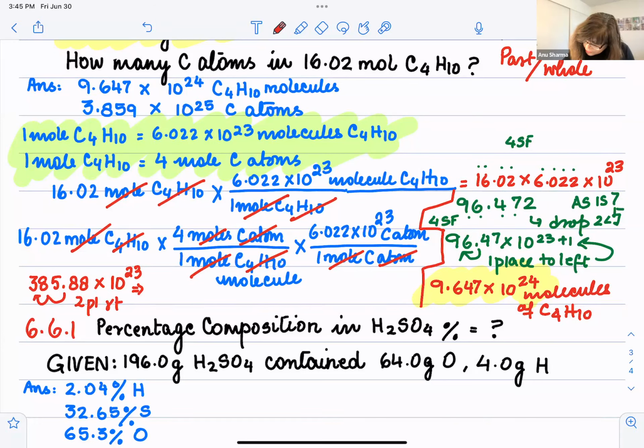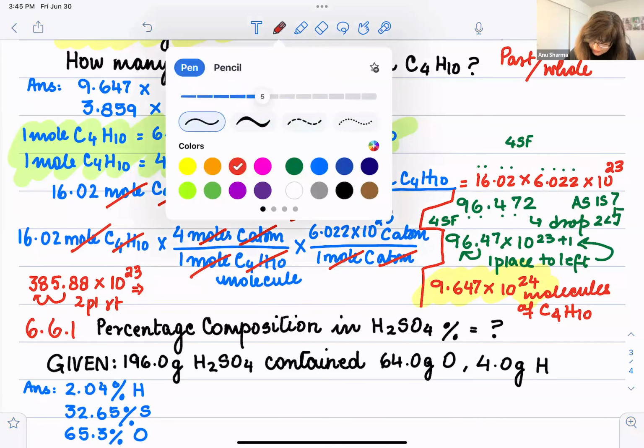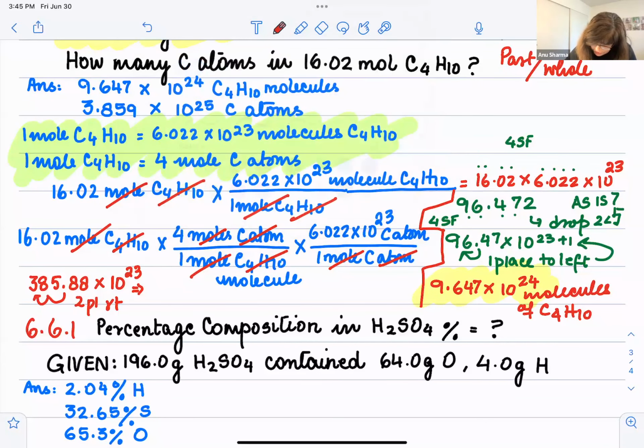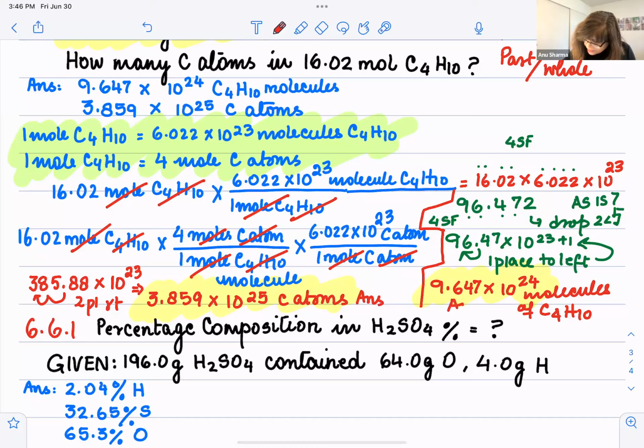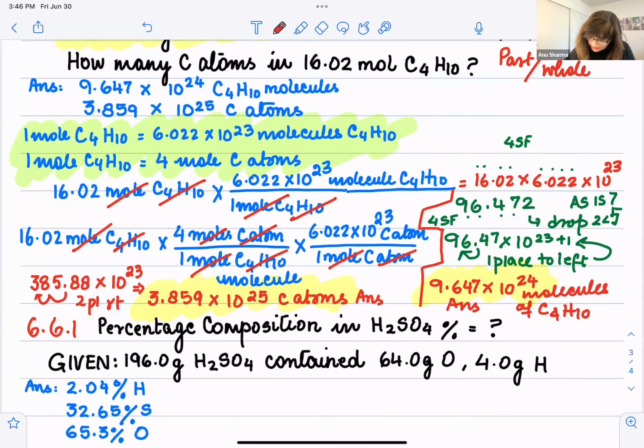And here you moved 2 places to the left. So what do you get here? The answer is 3.85, then 9 into 10 to the power 25 carbon atoms. Okay, all right. So that's the answer, and this one also is the answer. And I'm sorry, this is looking very cluttered, but that's what it is.